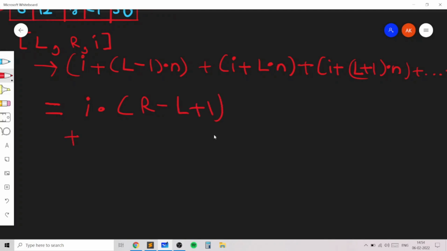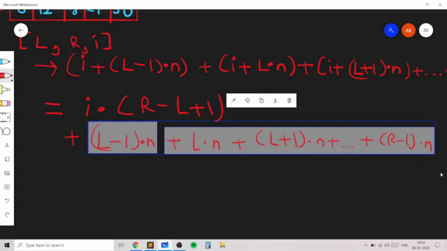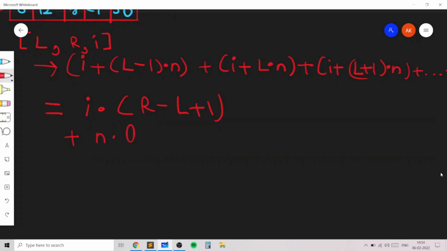And now what we are left with is these column-wise elements. So we are basically left with L minus 1 into n plus L into n plus L plus 1 into n plus all the way up till R minus 1 into n. And over here also we can take out the n as a common factor. So you can rewrite this as n into L minus 1 plus L plus L plus 1 and all the way up till R minus 1. So it's essentially this sum.